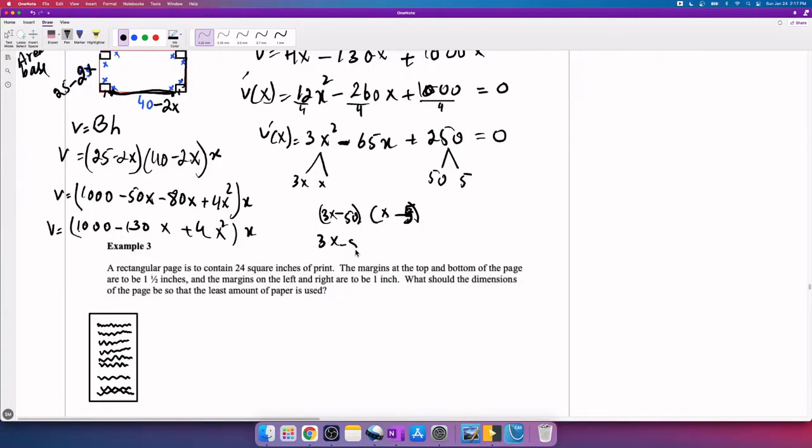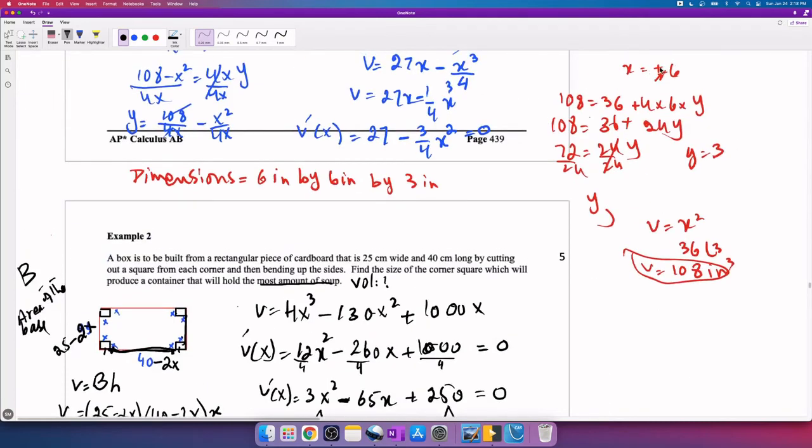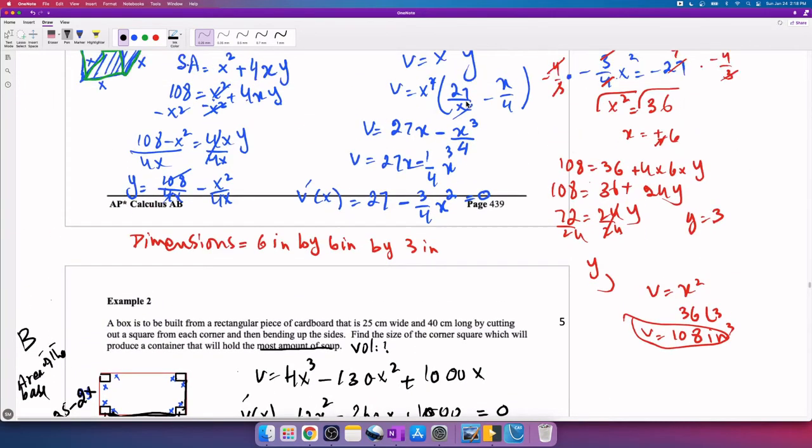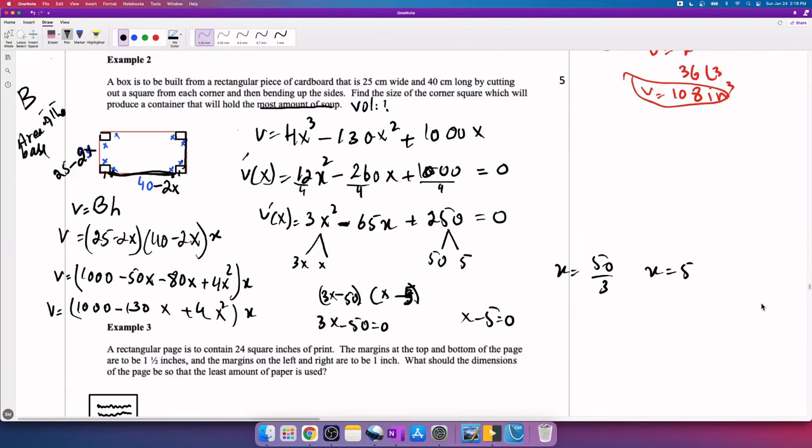So 3x minus 50 equals 0 and x minus 5 equals 0. x equals 50 over 3 and another one is x equals 5. Now if you remember, the first one was positive and negative 6, so we can't have a negative because they were asking how to maximize the volume, so we have to get the positive 6. In this case, since both of them are positive, I'm going to make a sign chart and we will figure out which one goes.